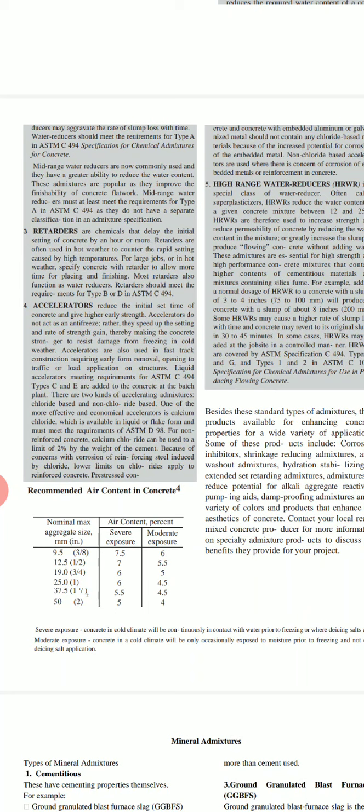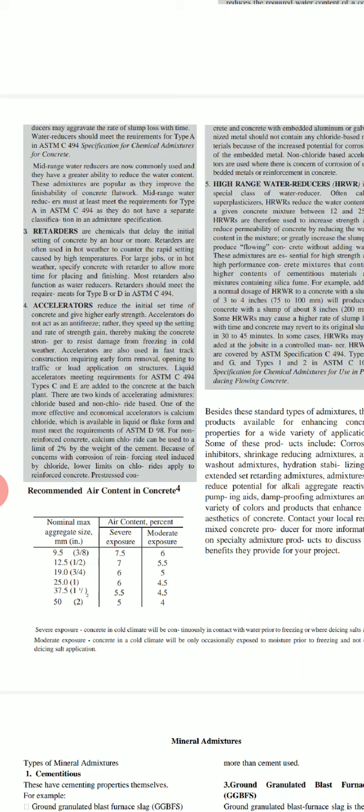Okay, accelerators do not act as an antifreeze. Rather, they speed up the setting and the rate of strength gain, thereby making the concrete stronger to resist damage from freezing in cold weather. Accelerators are also used in fast track construction requiring early form removal, opening to traffic, or load application on structures.